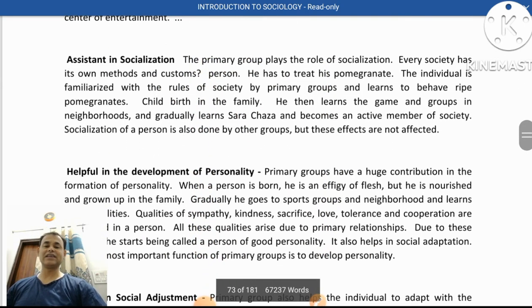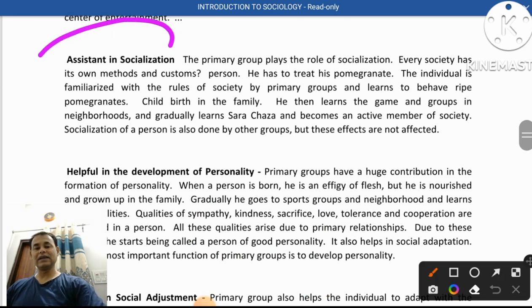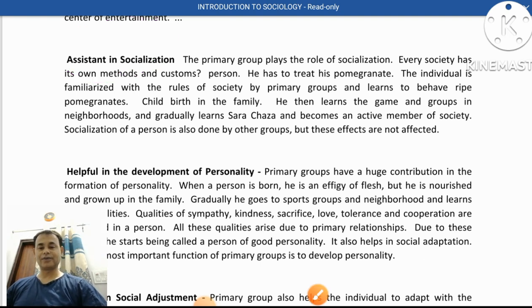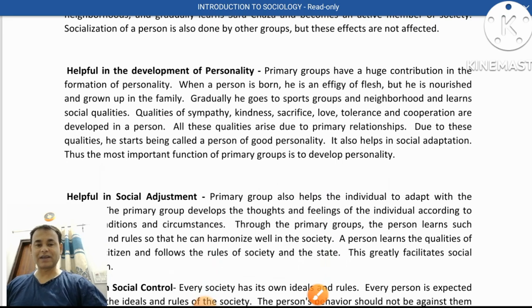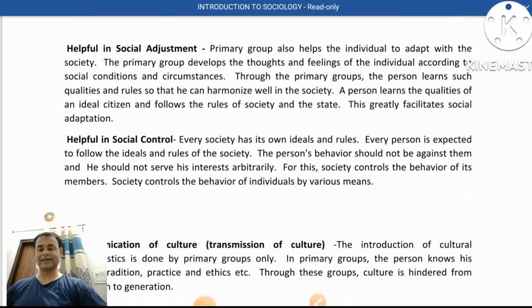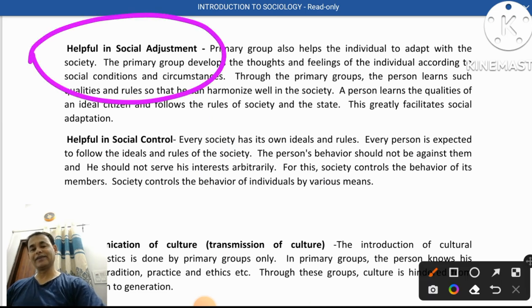Assistance in socialization: the primary group plays the role of socialization. Every society has its own methods and customs. So, helpful in development of personality. Helpful in social adjustment. Helpful in social control.